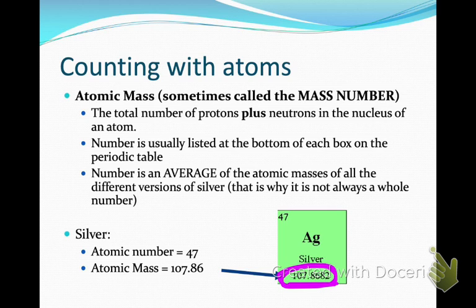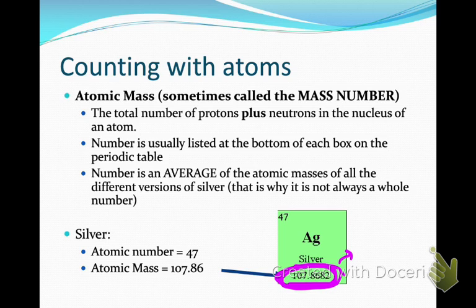Okay, it's an average of all of the different masses silver could have. Now we'll get into that part a little bit more as you get into chemistry, but I want you to understand that this mass right here that's given to us is an average of all of the masses that different silver particles could have.